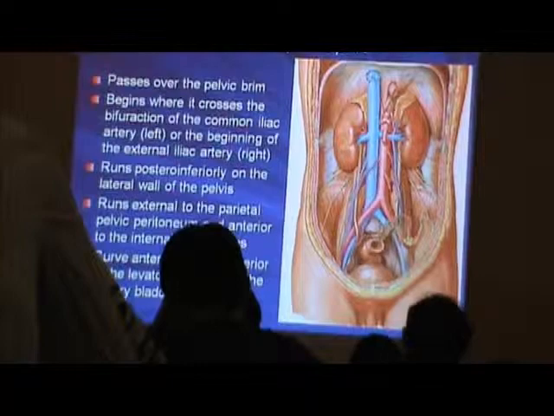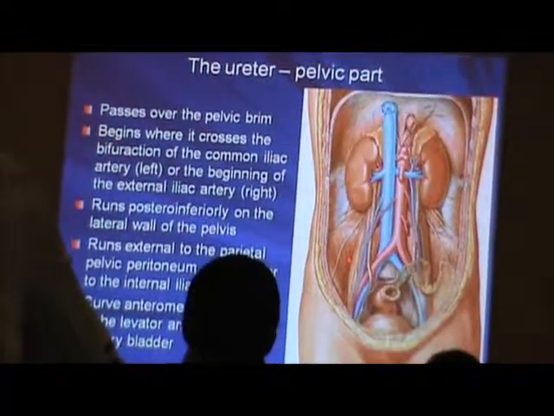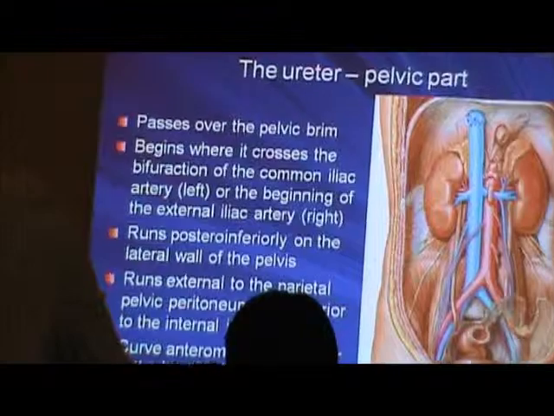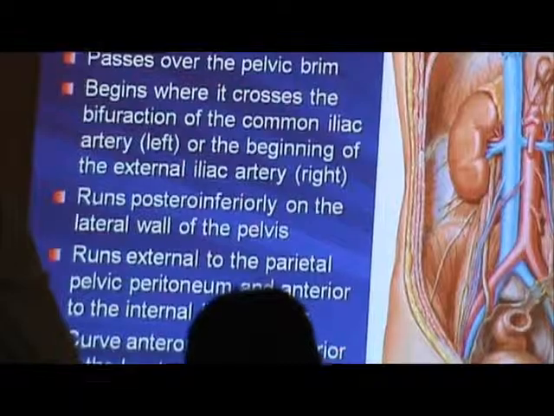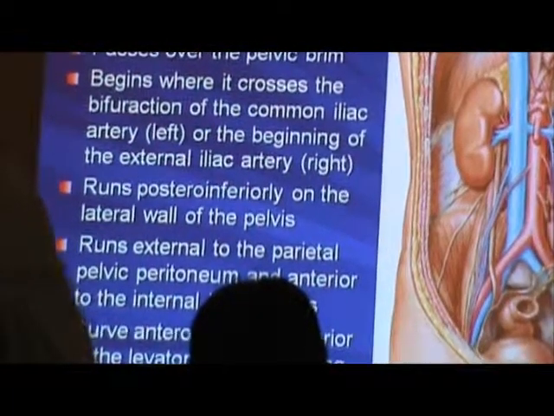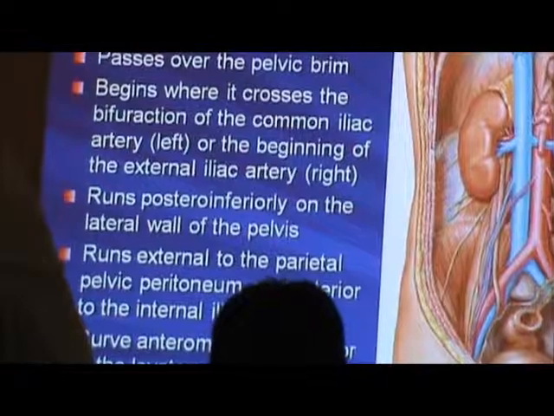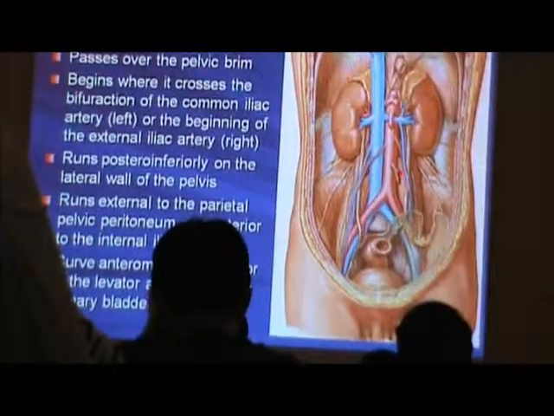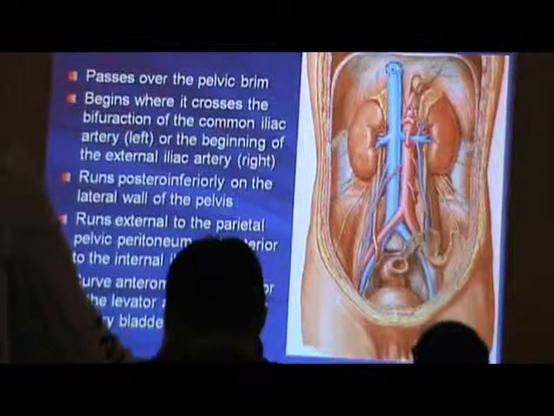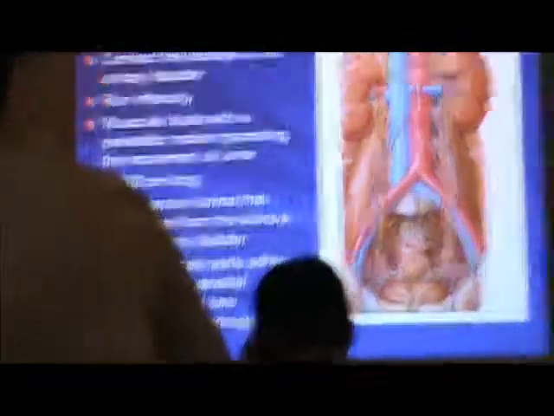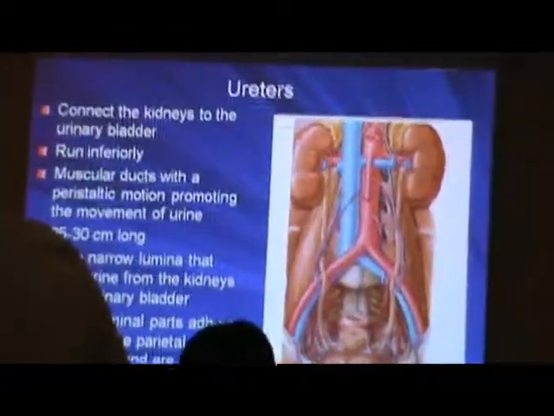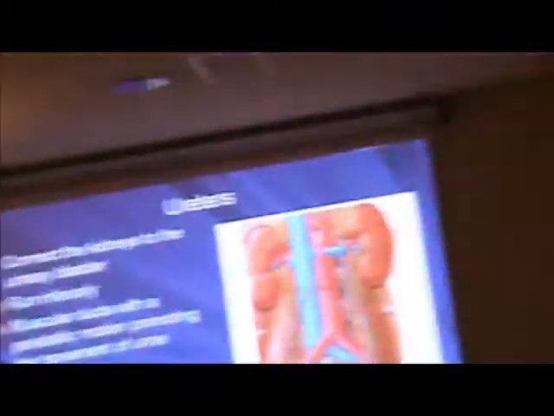The pelvic part of the ureter passes over the pelvic rim and begins where it crosses the bifurcation of the common iliac artery, but that is only the left ureter, because the right ureter crosses the beginning of the external iliac artery. Today you will see the passage of this abdominal part of the ureter.